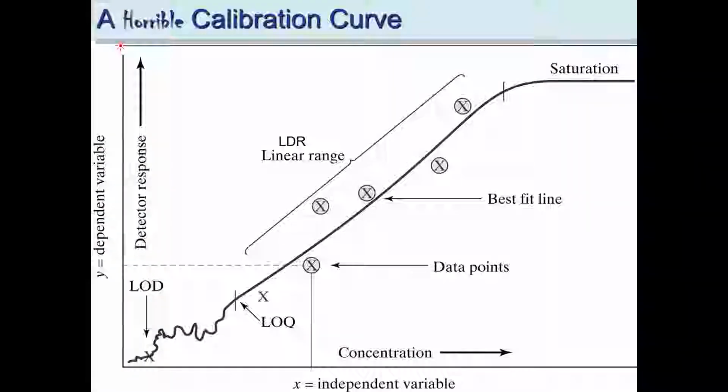So here's a horrible calibration curve, because look how scattered the data is. But this is the one that came from the Bell book. And so that linear dynamic range is shown in the middle. The order of magnitude would be the number of place values covered by this range here. So like if this is 0.1 up to 100, then that's 4 orders of magnitude.